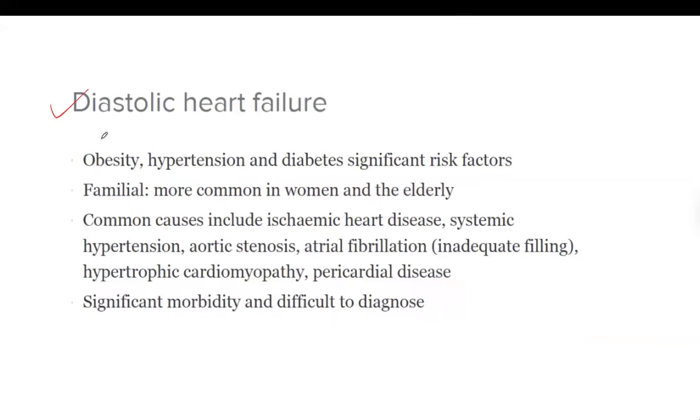Diastolic heart failure has a lot of causes. So hypertension can cause diastolic heart failure. Even ischemic heart disease can cause this. Aortic stenosis, which is a valvular heart disease, can cause this. So many of these can be a cause of diastolic heart failure.